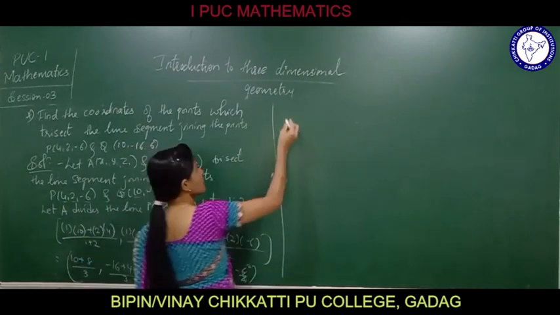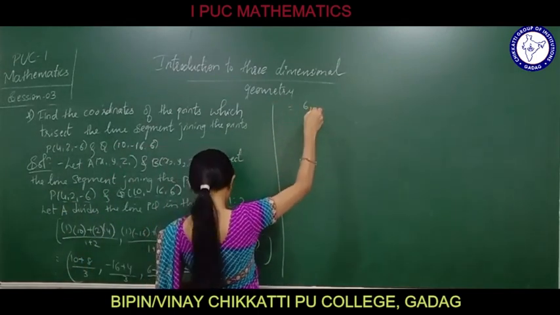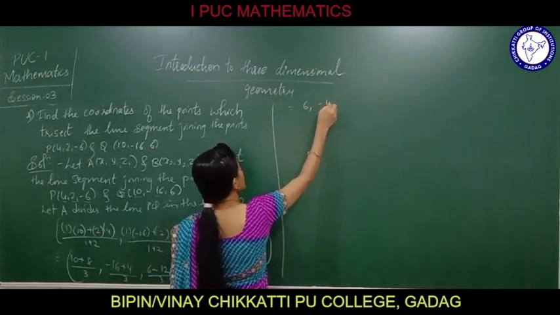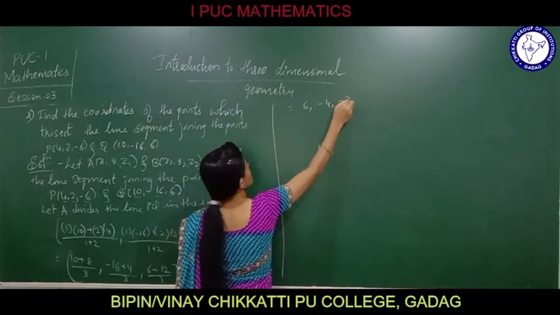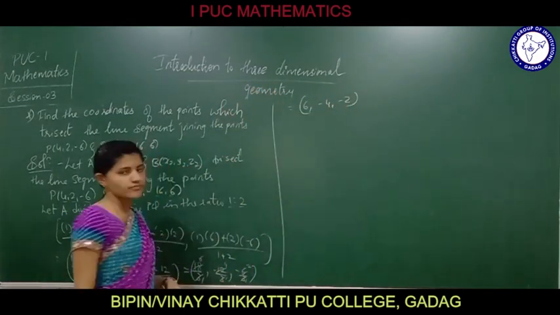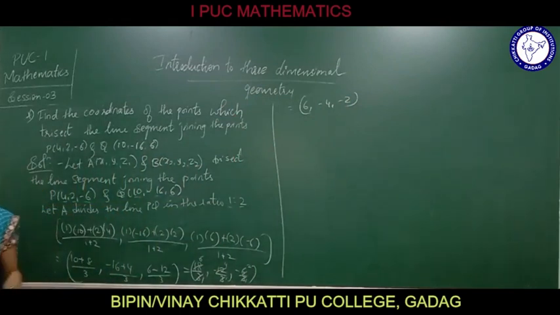On simplifying, what did we get? We got 6, minus 4, minus 2. On simplifying, we got A as 6, minus 4, minus 2.